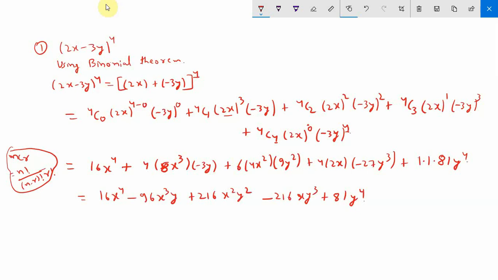Next we will see a problem containing three terms. So how to expand that one? Suppose, second problem, we have to expand using binomial theorem 1 plus x plus x square to the power 3.